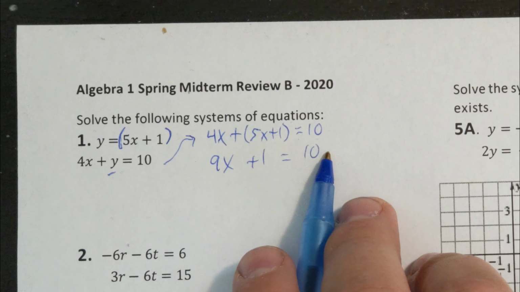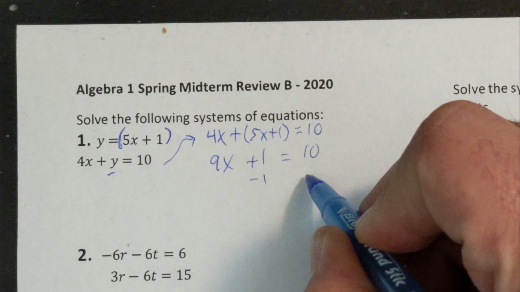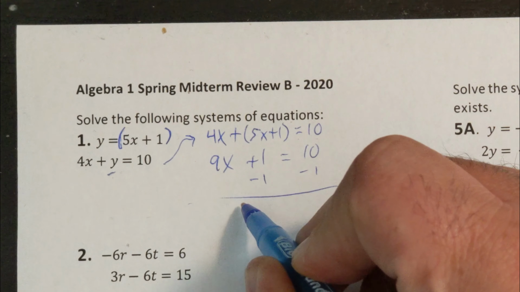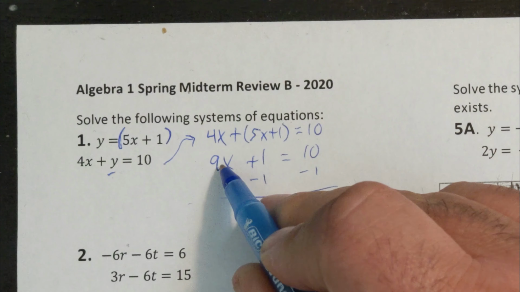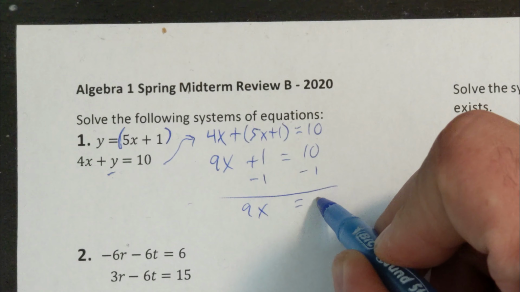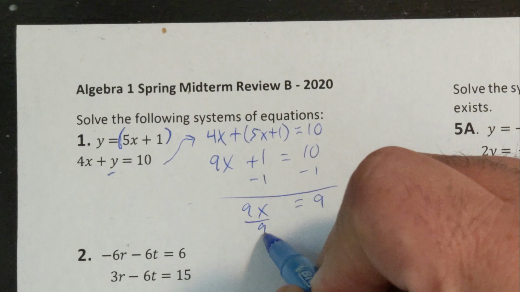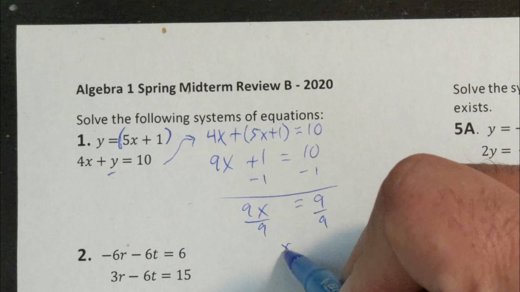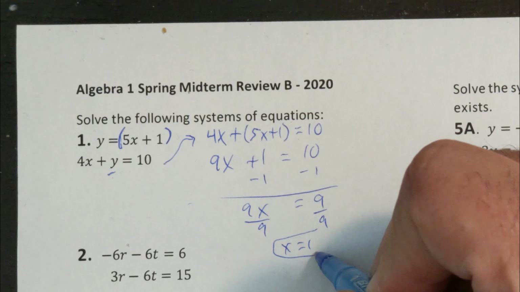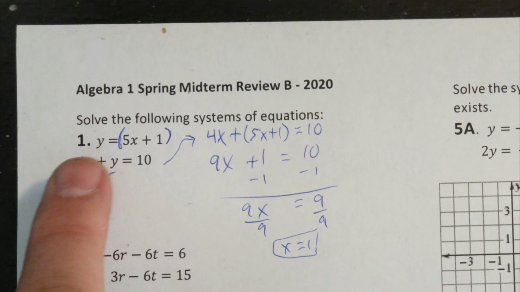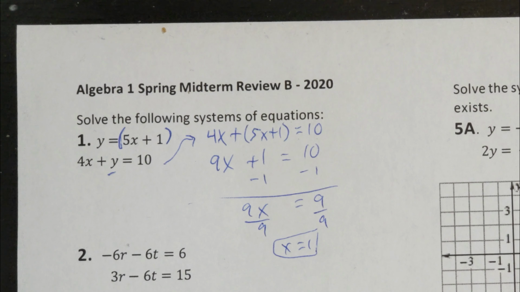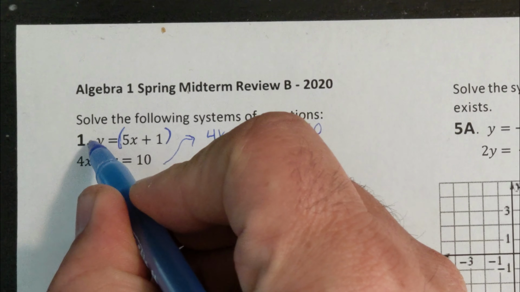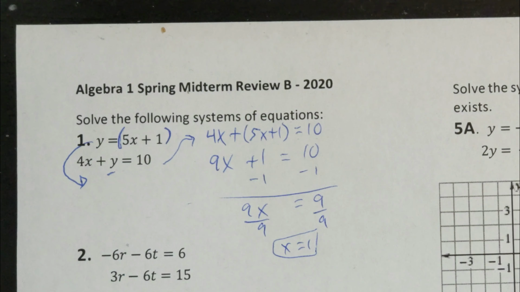We need to move the 1 across the equal sign, do the opposite, be fair. On the left side, you only have the 9x, and on the right side, 10 minus 1 is 9. So when you divide both sides by 9, you find out your x is 1. Now you need to substitute it into either one of the original equations. I'm going to go with the top one because y is already by itself.